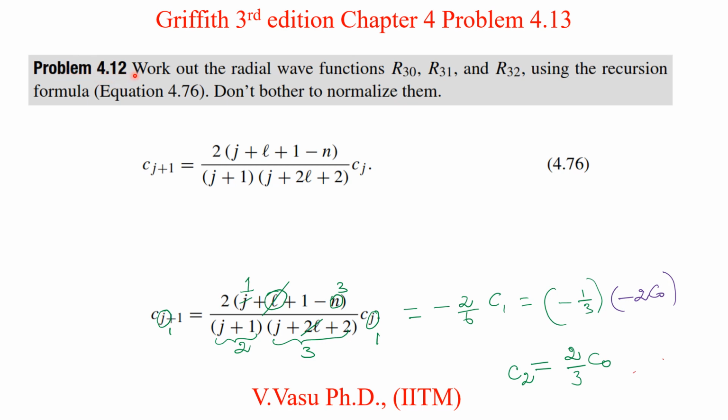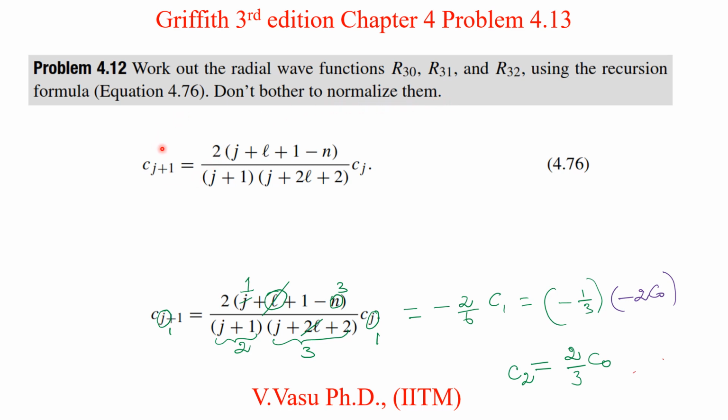Today we will see problem 4.13, chapter 4 of Griffiths, third edition, Introduction to Quantum Mechanics. The problem is: work out the radial wave functions R30, R31 and R32 using the recursion formula, that is equation 4.76. Don't bother to normalize them.